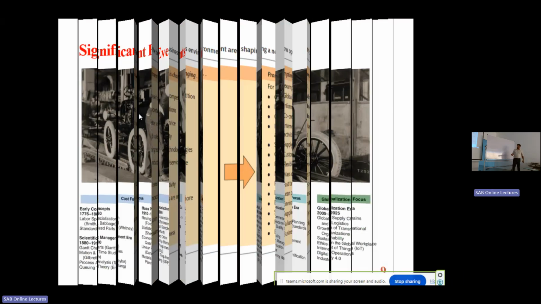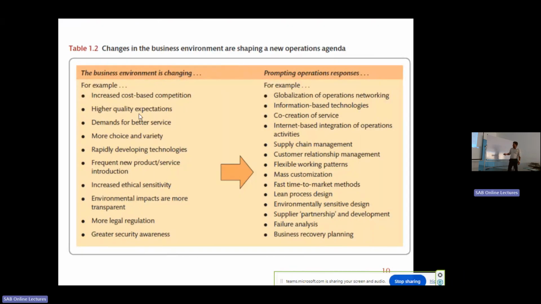So accordingly, you see in slide number 10, what are the main business environmental changes that have happened in the market during the last 3 to 4 decades? Just quickly go through whether you can get an idea. So what are the main changes that have happened?